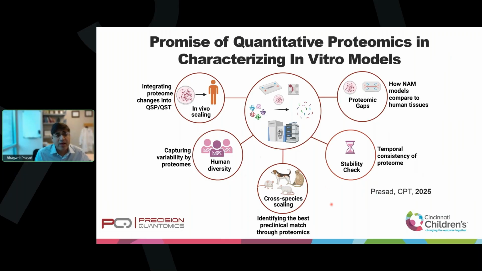Also, one can leverage this in characterizing cross-species scaling, and characterizing these NAMs across species. Are they relevant to human, for example? Also, capturing variability. Especially when you're deriving from primary cells, if the primary cells are retaining the consistency in terms of the proteome of a particular individual, we can use proteomics data to understand variability in the system. And finally, these data can be integrated into PBPK models, quantitative systems pharmacology models, or toxicology models.